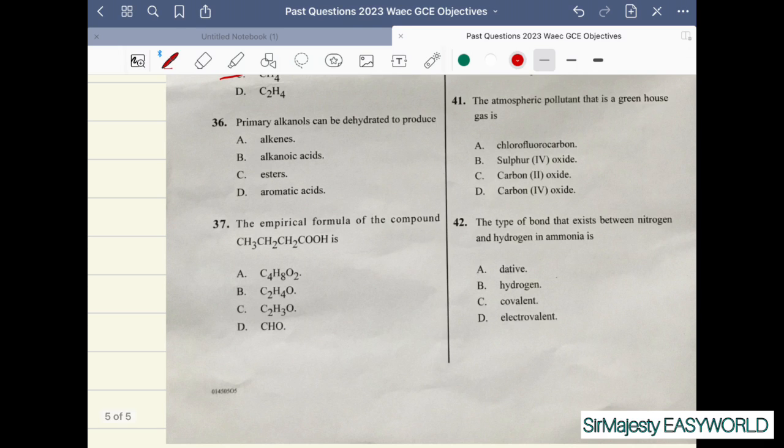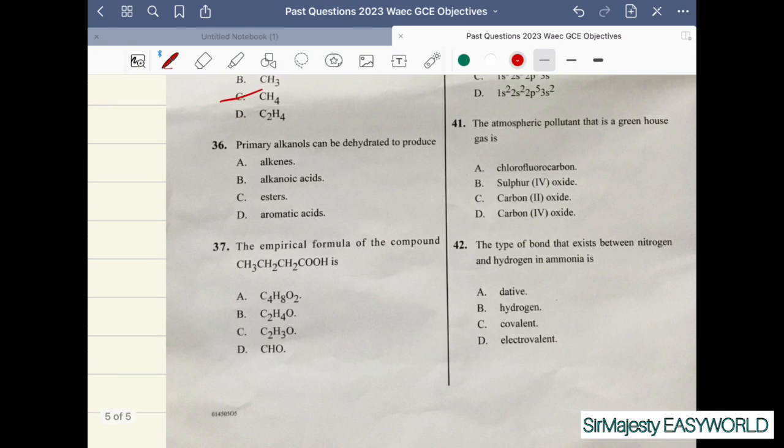Be a mirror. Now, primary alkanols, that's 36, can be dehydrated to produce alkenes. Dehydration of alkanols automatically yields alkenes because it removes the water molecules. Dehydration means the removal of water molecules. So the answer to this is A. And you have primary, secondary, and tertiary alkanols. The dehydration of all these yields alkenes, and the dehydrating agent to be used here is H2SO4.